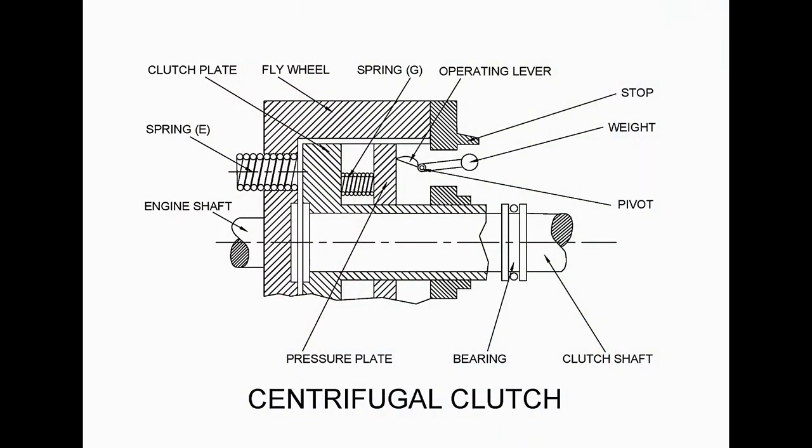Similarly, the decrease in speed of engine shaft occurs gradually, and therefore there is a gradual loss of contact between flywheel, clutch plate and pressure plate. This causes the gradual decrease in speed of the clutch shaft, and finally clutch gets disengaged. At low speed, the force exerted by spring E keeps the clutch in disengaged position.